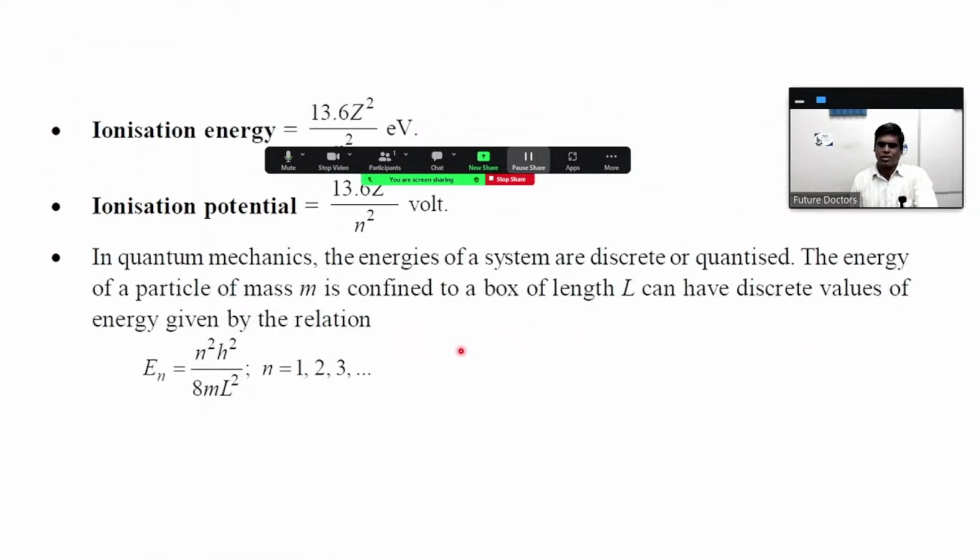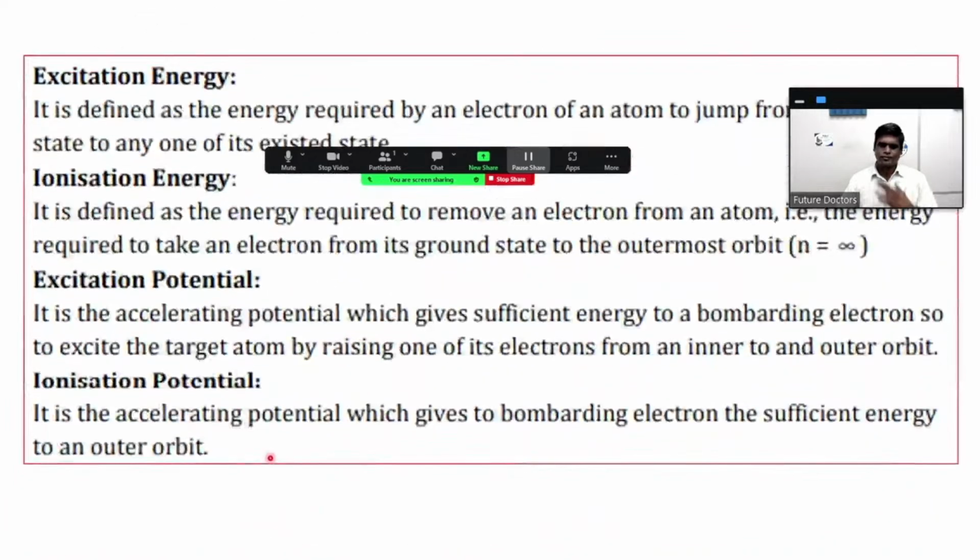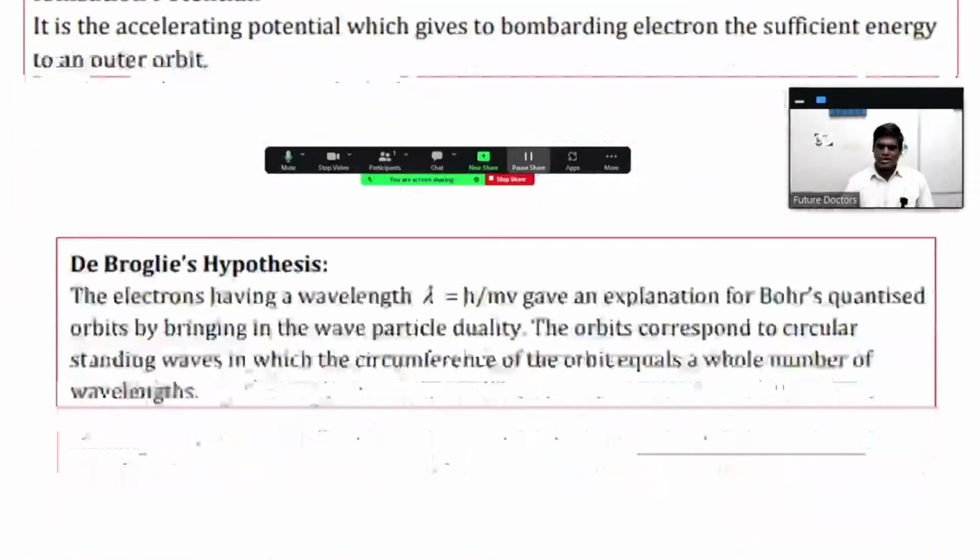Ionization energy formula is 13.6 Z square by n square eV. Ionization potential is 13.6 Z square by n square only, in volts. And in quantum mechanics, the energy of a particle of mass m confined to a box of length L has discrete values, E equal to n square h square by 8 m L square. Here n is the principal quantum number and L is the length of the box. And this ionization energy, excitation energy and all, we discussed.